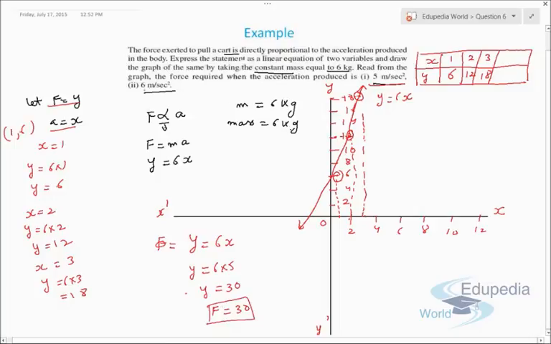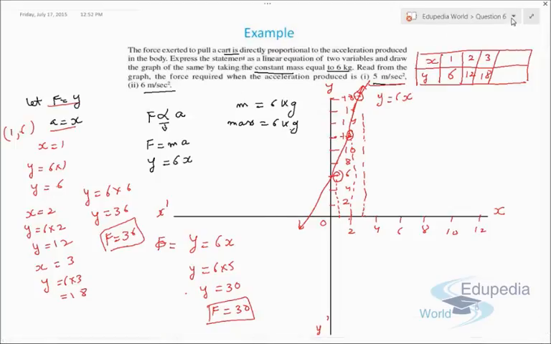And what about the force if the acceleration is 6 meter per second? So y will be equal to 6 into 6. So y will be 36, means the force will be 36. Again you can get this value directly from the graph by extending the line or extending the graph. So this is how we can solve these types of questions.